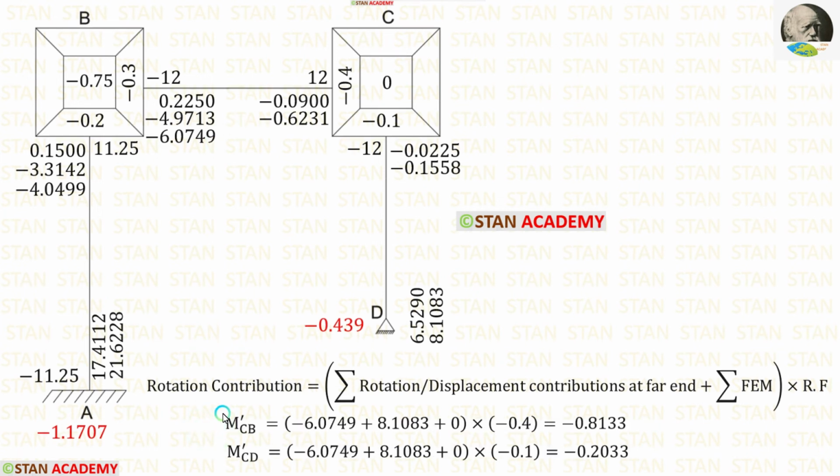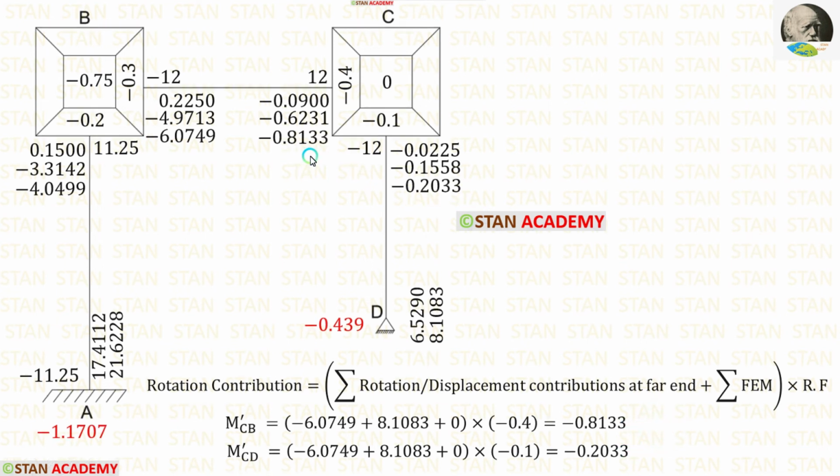Now let us find m dash CB and m dash CD. In the point B, we have the rotation contribution, and in the point D, we have the displacement contribution, and the fixed end moment is 0. The rotation factor for CB is minus 0.4 and the rotation factor for CD is minus 0.1. After the calculation, we are getting m dash CB and m dash CD. Let us apply the values of m dash CB and m dash CD.